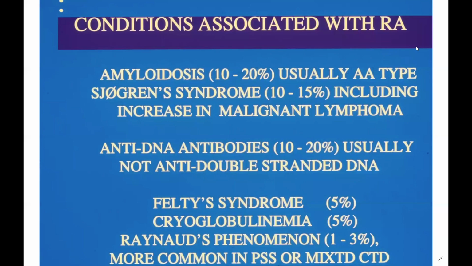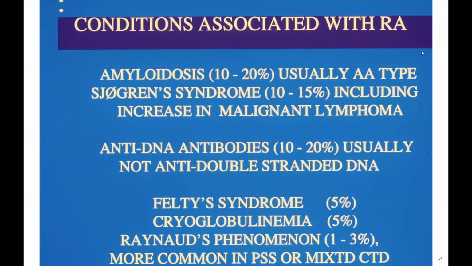This is chronic juvenile rheumatoid arthritis. You can see that the cartilage has been eroded, there's pannus, and you have severe disease of the hip. Conditions associated with RA: amyloidosis in 10 to 20%, usually the A.A. type. Sjogren's syndrome in 10 to 15%, including an increase in the incidence of malignant lymphoma. Anti-DNA antibodies, 10 to 20%, usually not the classic anti-double-stranded DNA of SLE.